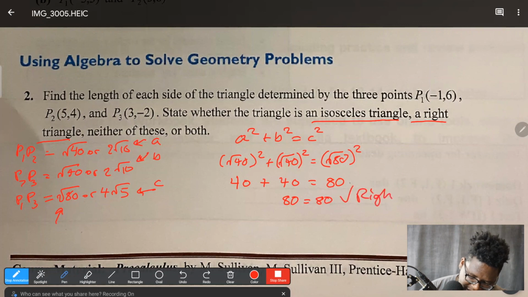Now to check if it's isosceles: isosceles just means that your triangle has 2 sides that are the same length. Well, obviously a and b are the same length, so it is isosceles as well.